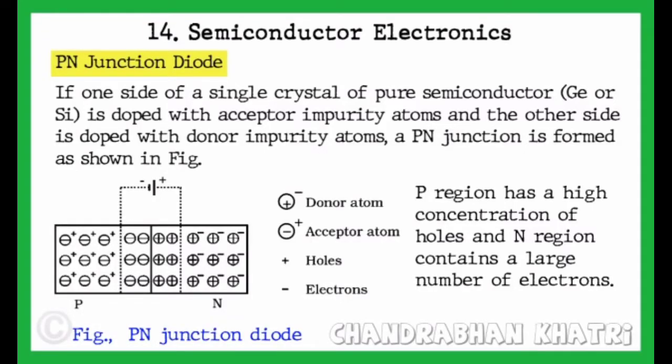PN junction diode. If one side of a single crystal of pure semiconductor like germanium or silicon is doped with acceptor impurity atoms and the other side is doped with donor impurity atoms, a PN junction is formed as shown in the figure. The P region has a high concentration of holes and the N region contains a large number of electrons.